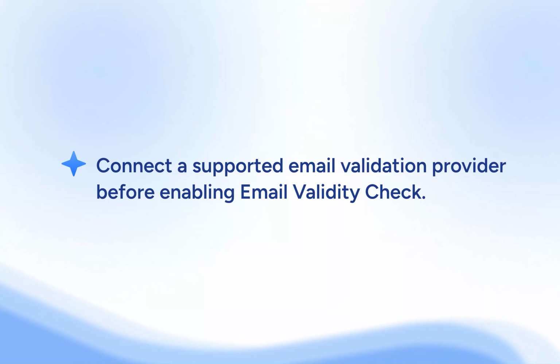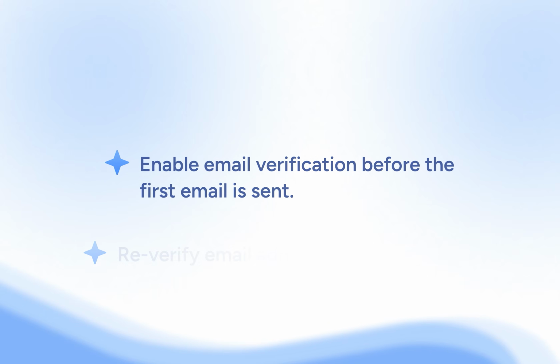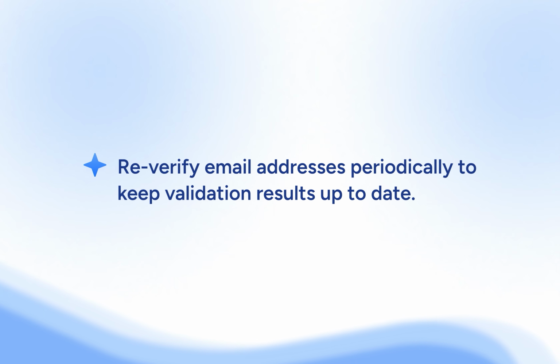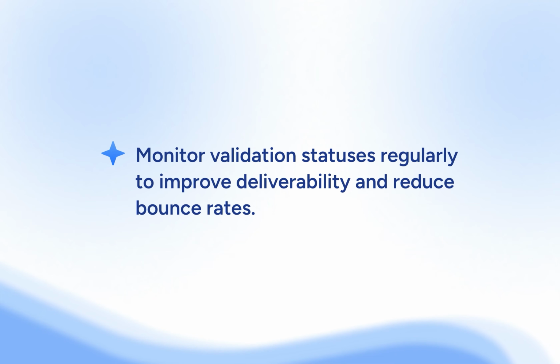Connect a supported email validation provider before enabling Email Validity Check. Enable email verification before the first email is sent. Re-verify email addresses periodically to keep validation results up to date. Review or block risky email addresses based on your organization's email policy. Monitor validation statuses regularly to improve deliverability and reduce bounce rates.